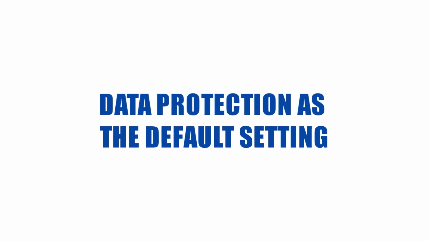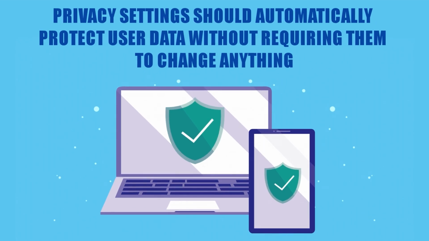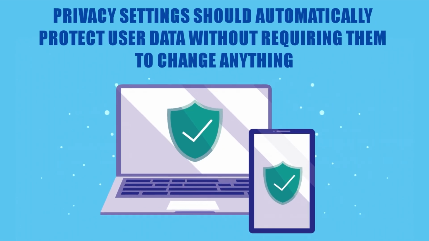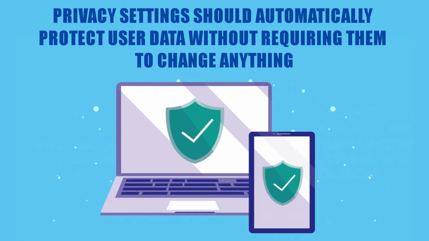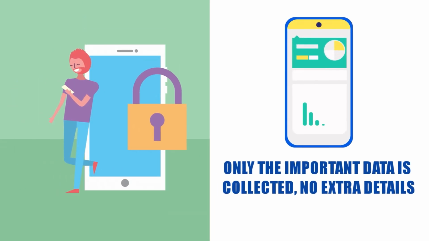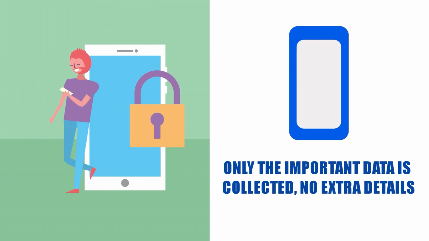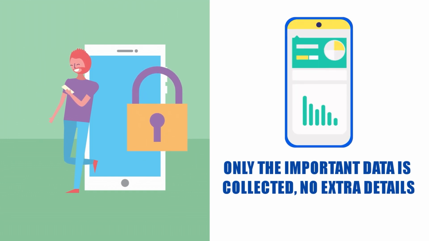Next, data protection as the default setting. This means that privacy settings should automatically protect user data without requiring them to change anything. For instance, when a user signs up for a service, it should only collect the minimum amount of data needed. No extra details unless the user chooses to share them.